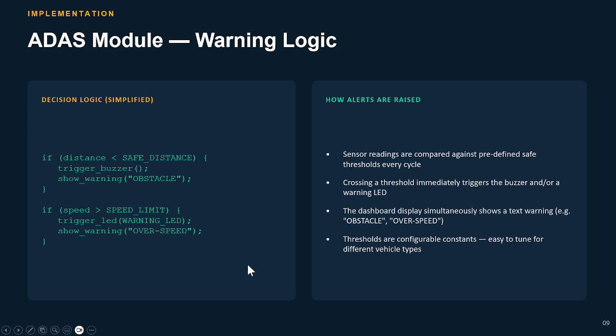So this is the logic for the ADAS module. It is threshold based and pretty straightforward. Basically, if the distance drops below a safe value, it triggers a warning. If the speed goes above the limit, same thing. So it actually shows the warning. That is the real code I wrote for this.